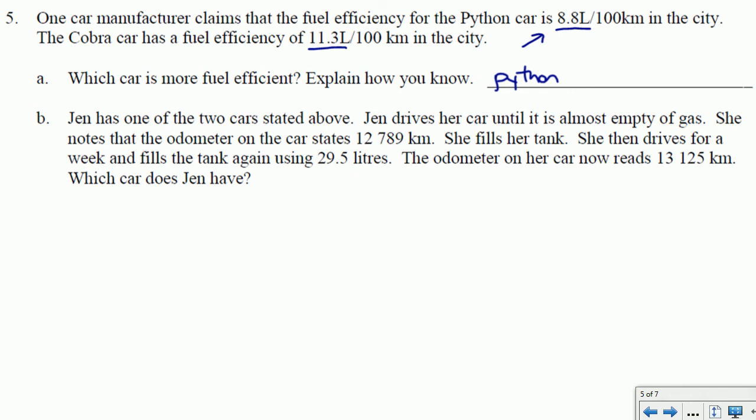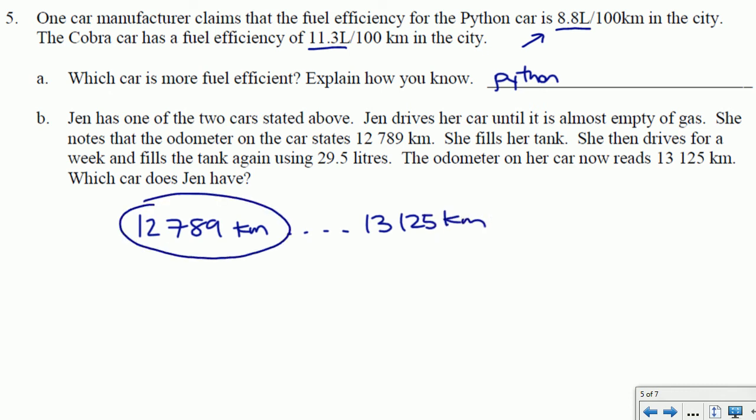So we're going to determine her fuel efficiency over the course of the week and see if that figure is closer to the Cobra's efficiency or the Python's efficiency. So at the start of her trip, her odometer read 12,789 kilometers. She drove for some time, and then it read 13,125 kilometers. So if we subtract this distance from the larger one, that gives us a total distance covered. So it turns out she drove 336 kilometers.